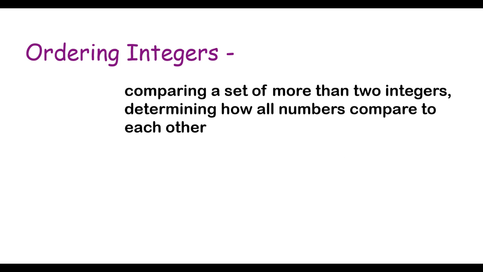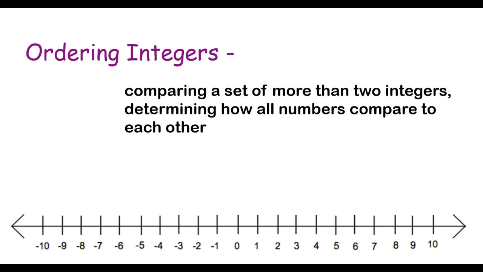Ordering integers is just doing a whole bunch of different comparisons and setting some numbers up to be ordered either from least to greatest or from greatest to least, and determining what order their values would go in if we ordered them in either one of those two ways. So again, we can use a number line to help us.